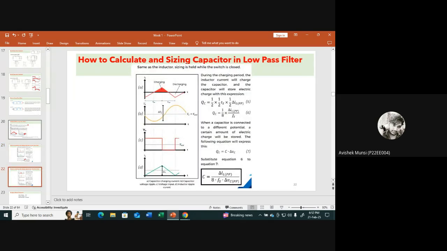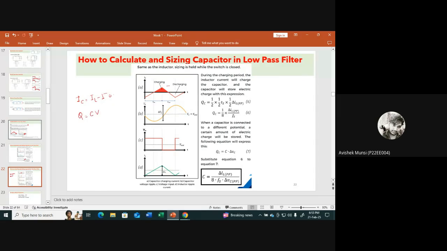So this is the capacitor current. Now I'm discussing how we can calculate the capacitor, what value we can choose for the capacitor, so that the ripple will be as small as possible. You can see this is the charging period and the discharging period of the capacitor. From here we can say that during the on time and off time the capacitor current will be IL minus I0, right? We know that the charge across the capacitor is CV.